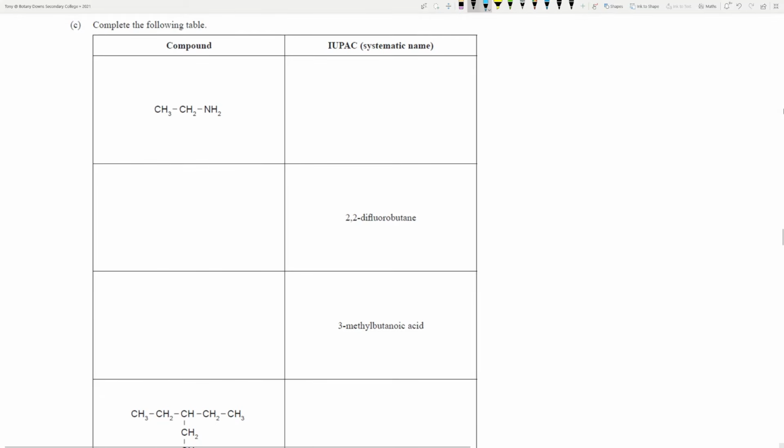Okay, so what is this? This is aminoethane. You can call it 1-aminoethane or just aminoethane because it's nowhere else it could be, it has to be 1. Or you can call this ethanamine. Doesn't matter, either one's correct.